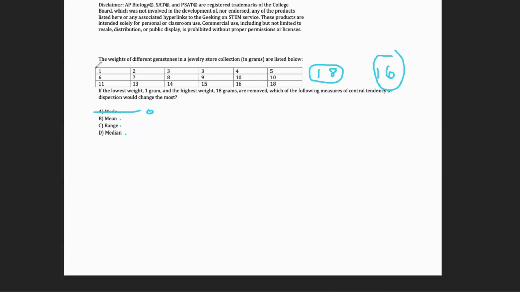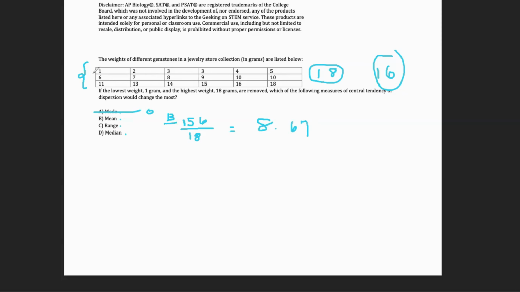So what I mean by that is if we add all these numbers in, plug it into your calculator, 1 plus 2 plus 3 plus 3 plus 4 plus 5 plus 6 plus 7 plus 8 plus 9, and keep going all the way to 18, I essentially will get 156 and then divide that by 18, which is going to be 8.67. So that's the first value of your mean for B.